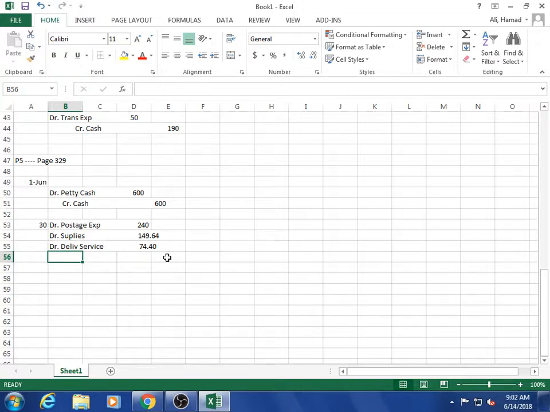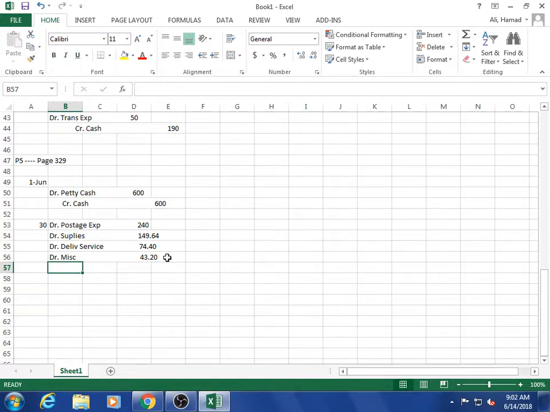Yes, sir. So instead of just saying rubber stamp, usually the companies will have an account called miscellaneous, since it's a very small item. So you can debit miscellaneous for how much? $43.20.